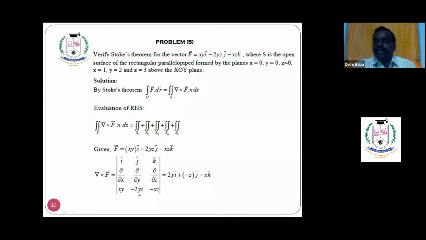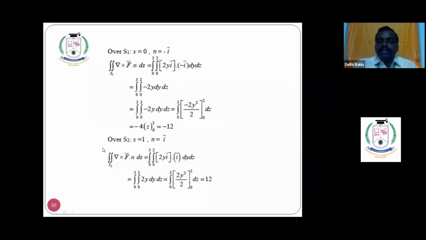Dou by dou x of this is 0. So dou by dou y of x is constant. Y differentiation is 1. So hence x into k vector. This is your del cross F vector. So del cross F dot n cap. In S1 we have 5 surfaces.